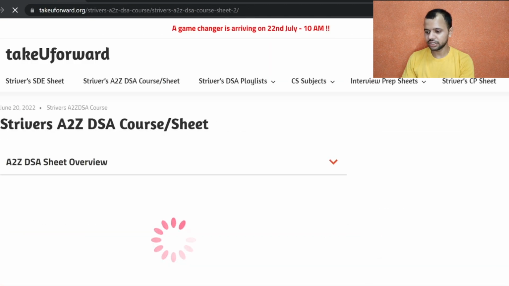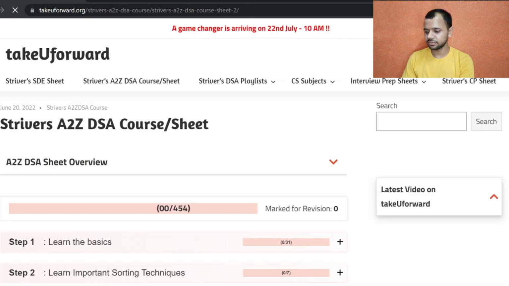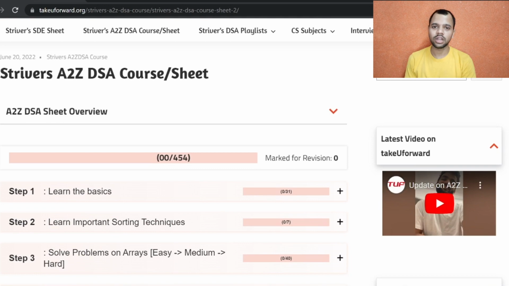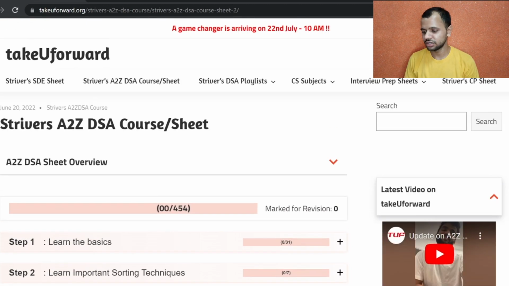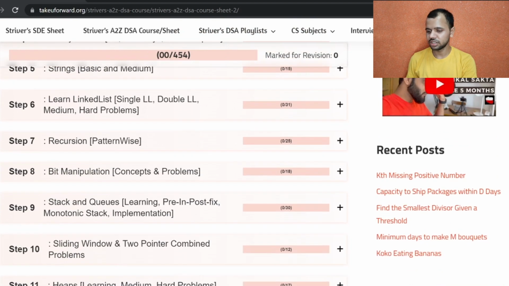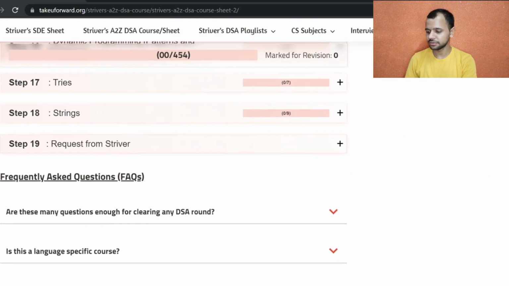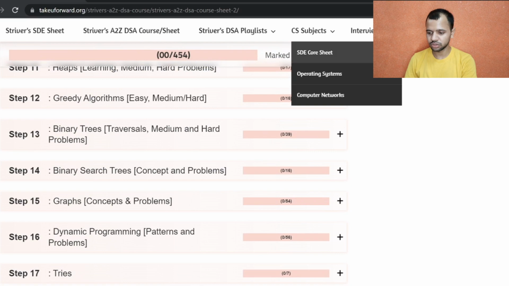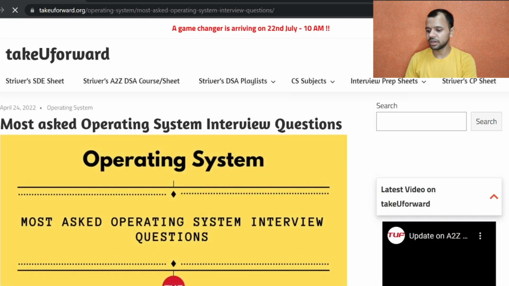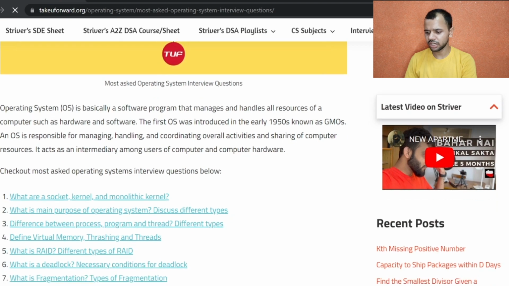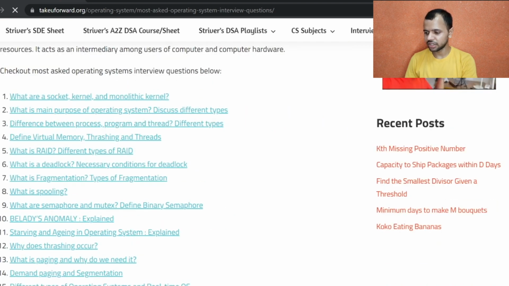There is also an A to Z sheet that is for beginners. If you have more time, then you can refer to Striver's A to Z sheet, and if you have less time, then you can refer to just the SDE sheet. That is just a bit of difference. It also contains core subjects like operating systems and computer networks. I prepared operating systems from this website only, and also computer networks. It contains most of the general questions that are asked during interviews.